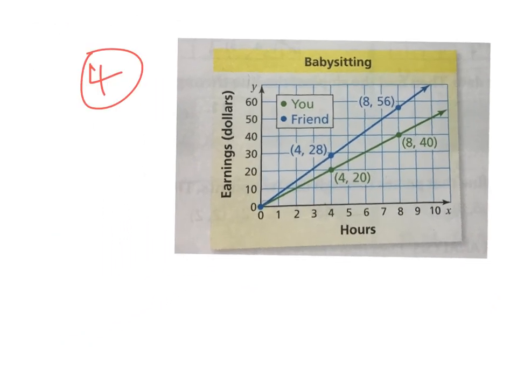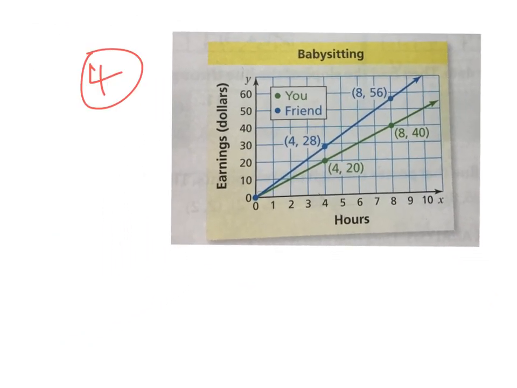Number 4, put this in on your papers. The graph, I'll take a picture of it. So the graph shows the earnings of you and your friend for babysitting. Okay, this is a 2-part question. For A, it asks us, compare the steepness of the lines. What does this mean in the context of the problem?